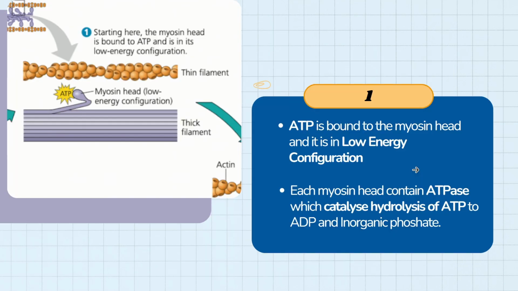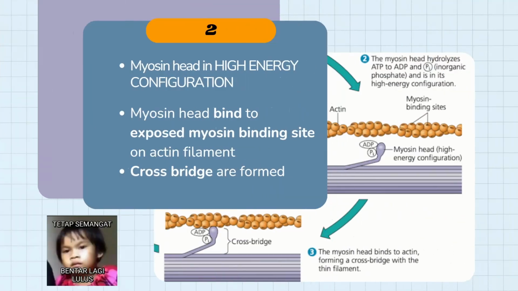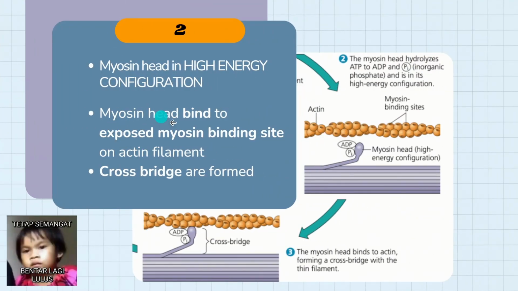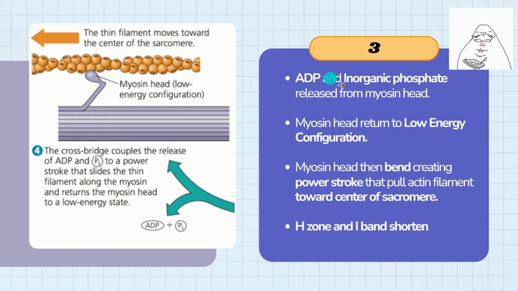Just now we can see the myosin head is bent at a 45 degree angle, because it is in low energy configuration. Then the myosin head binds to the exposed myosin binding site on the actin filament. The thin filament has the myosin binding site, which enables the myosin head to bind to it in order to create a cross bridge. The cross bridge here is very important, and we will see. Here the third step.